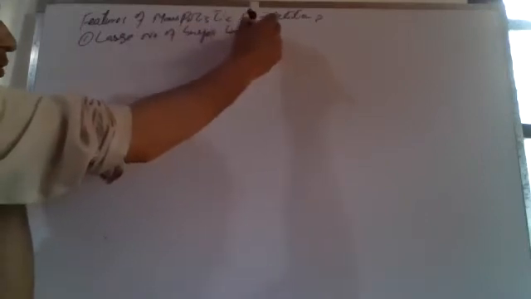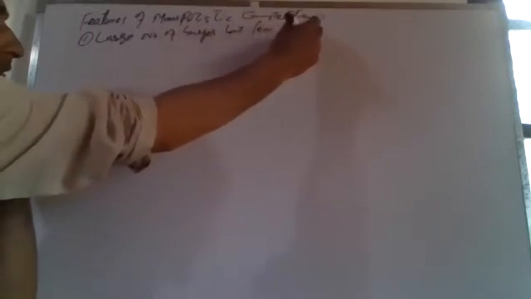Features of monopolistic competition. Some features we have studied include a large number of buyers and few sellers. In monopolistic competition there are a large number of buyers but very few sellers.